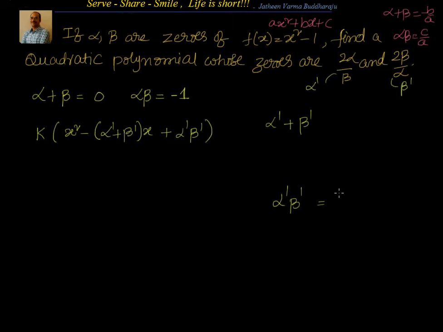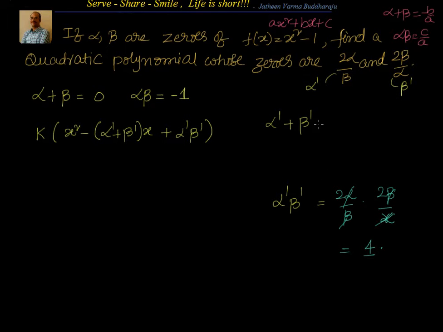So what is alpha dash? We know 2 alpha by beta. So it's easy, we'll pick this one. Beta dash is 2 beta by alpha. You can cancel them. You will get alpha dash beta dash equal to 4.